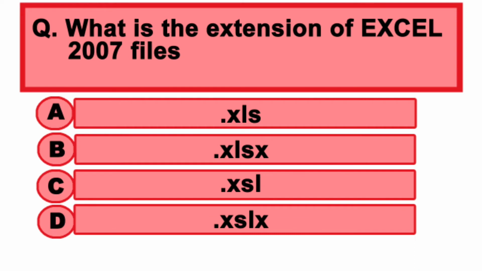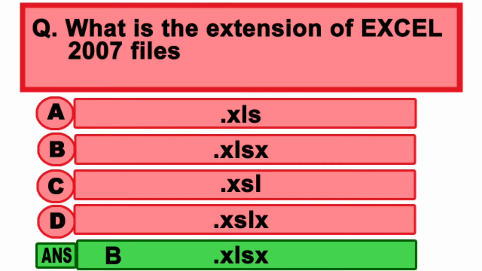What is the extension type of the Excel 2007 files? A. .xls, B. .xlsx, C. .xsl, D. .xslx. The correct answer is answer B. .xlsx.